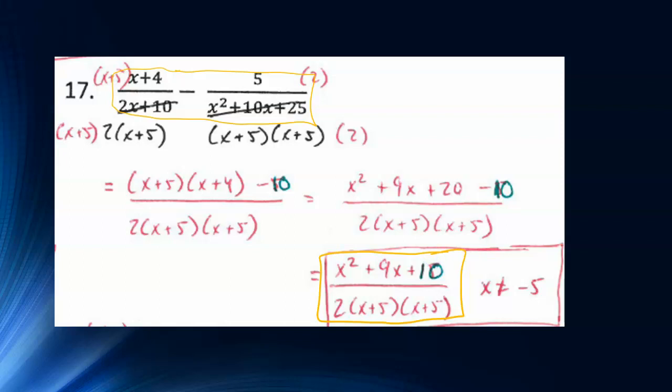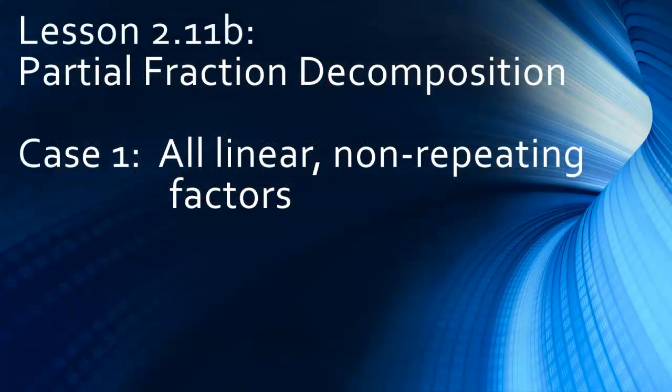Well, what if instead of starting with the original problem with two separate fractions, I gave you x squared plus 9x plus 10 over 2 times the quantity x plus 5, or x plus 5 squared, and asked you to break it apart into two separate fractions to get the original problem? How would we work our way backwards? That's what partial fraction decomposition is all about. There are actually five cases we could look at, and in this video we're just going to look at the first case, where we have all linear, non-repeating factors.